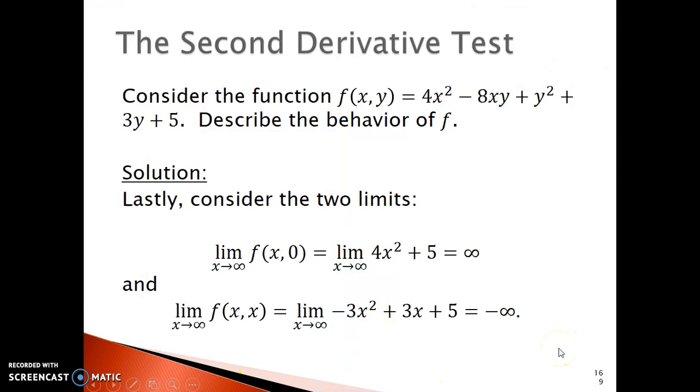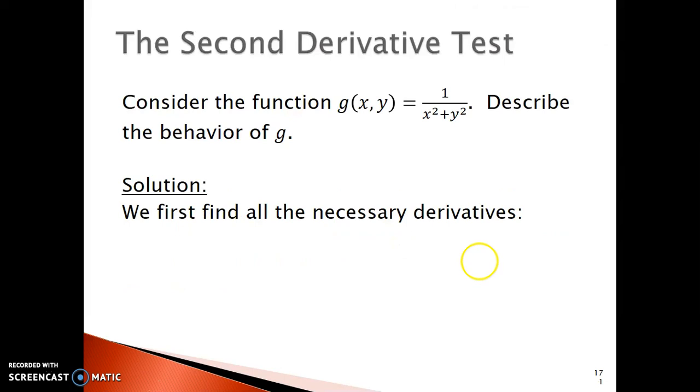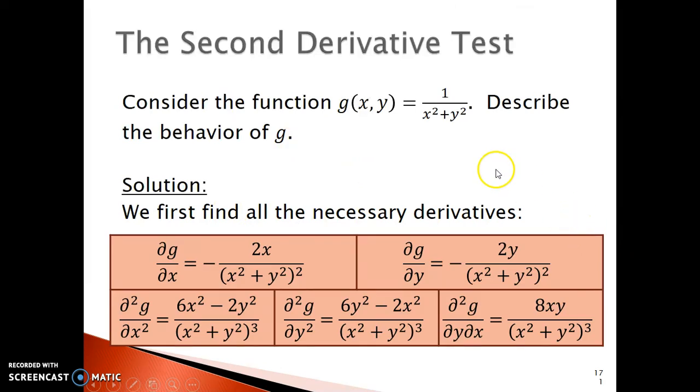Okay, so let's look at one more example. The function g of x, y equals 1 over x squared plus y squared. I want to describe the behavior of g. Once again, we'll find all the necessary derivatives. This time, I would argue that there are many more algebraic steps in arriving at these particular derivatives. These are the first partial derivatives, and these are the second partial derivatives.